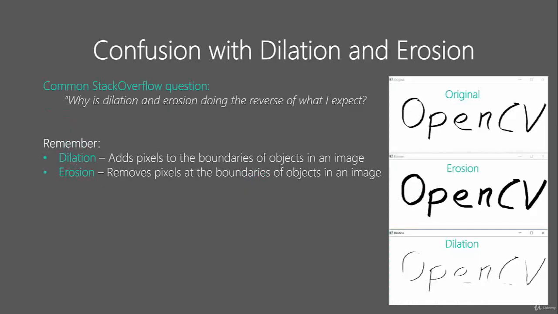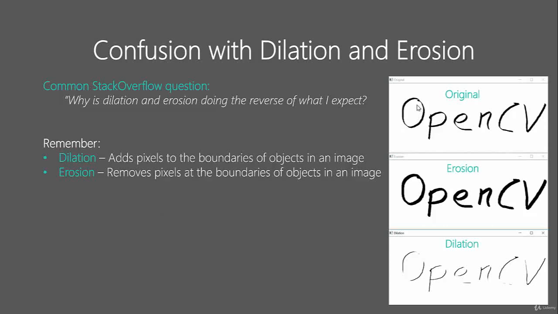So now, dilation and erosion, while simple, actually cause a lot of confusion with first-timers who try to use them, and it's all because there's a false misconception about what they do. Now, yes, dilation does in fact add pixels to the boundaries of an object, and erosion does remove pixels from the boundaries of an object.